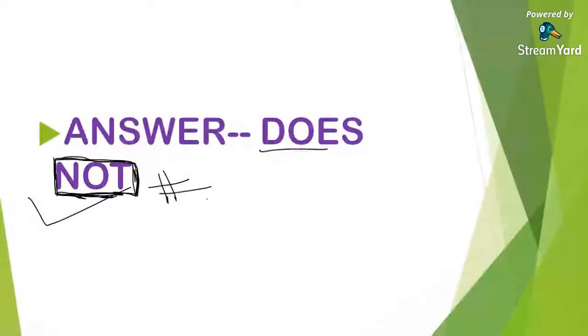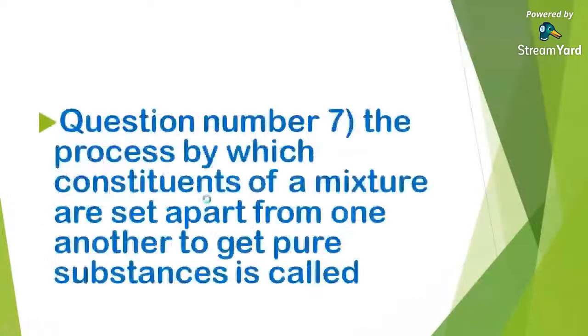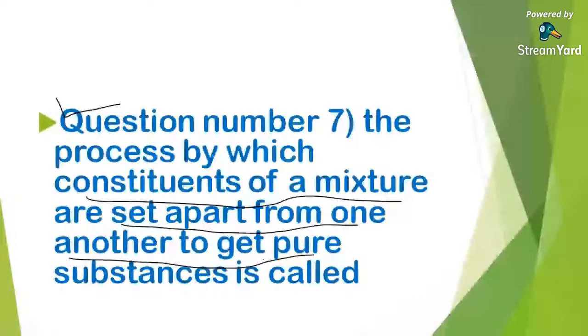Very good. Now the next question is question number 7. The process by which constituents of a mixture are set apart from one another to get pure substances is called dash. So what is the name of that method? Through which the constituents of a mixture are set apart from one another, so that we get pure substances. And I'm getting the correct answer.